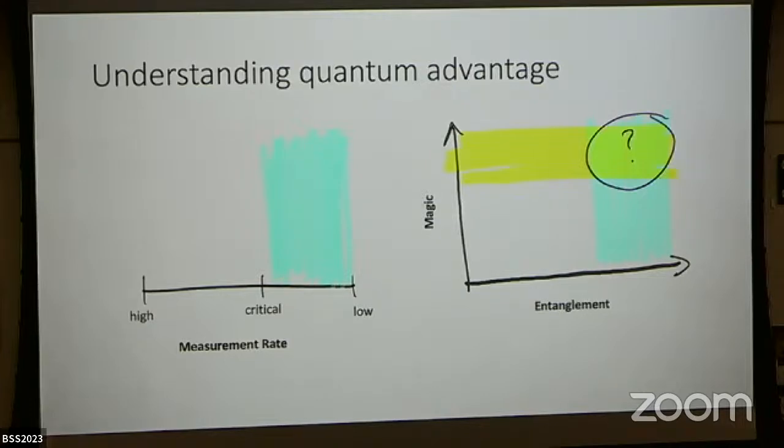Yeah, I guess maybe it depends on how you quantify that, but it's possible to have volume law magic without volume law entanglement. That, I believe, is an open area of research. Yeah, an open question. How do you quantify the locality of magic? That's a question.